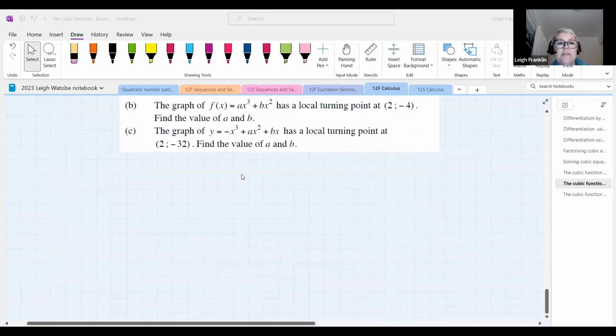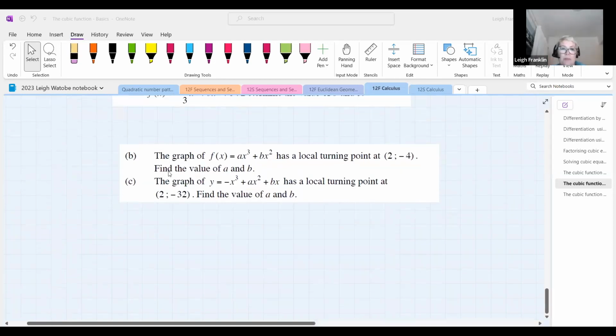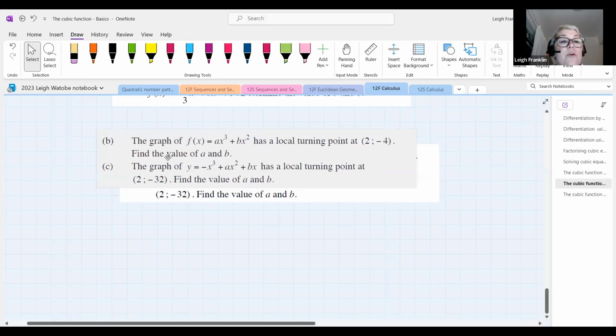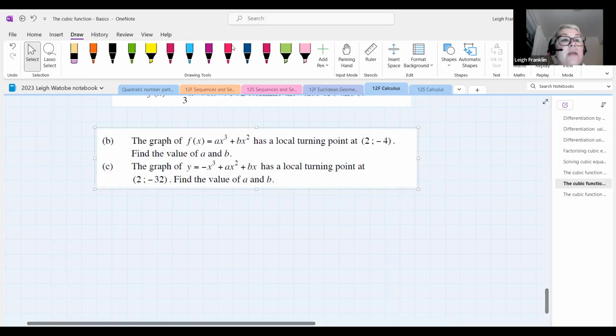What about something like this, Leanne? Question B. f of x equals ax cubed plus bx squared has a local turning point at (2, -4). Find the values of a and b. Is that the sort of question you're talking about? Yes. Okay, so let's have a look at this, because this is something that I wanted to do with you. We're looking at question B, everybody.